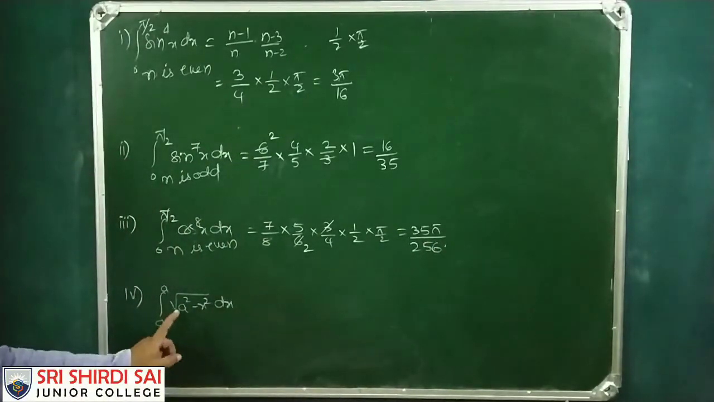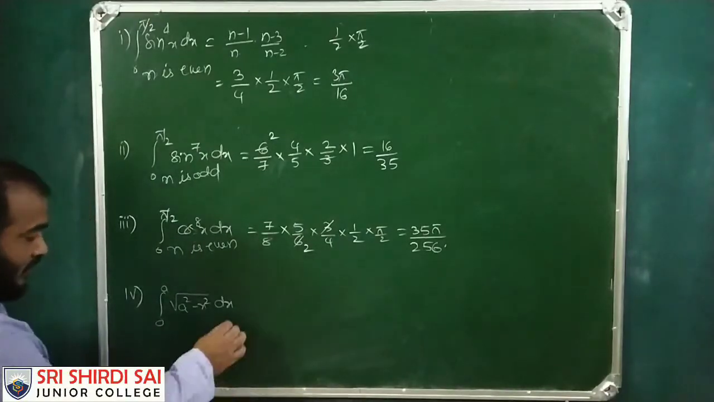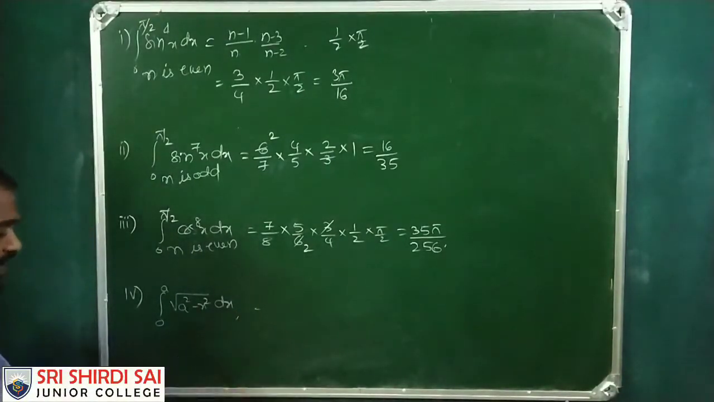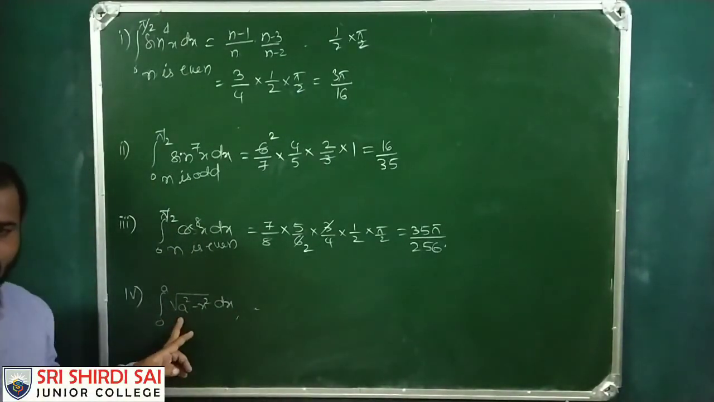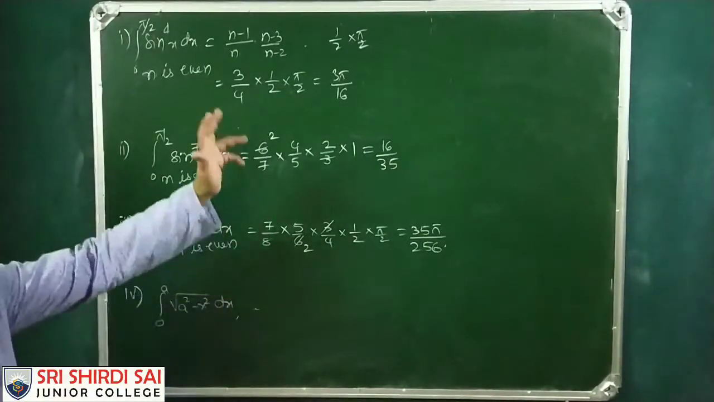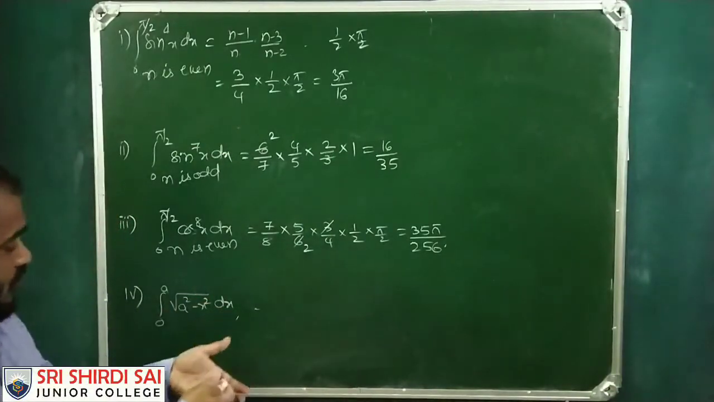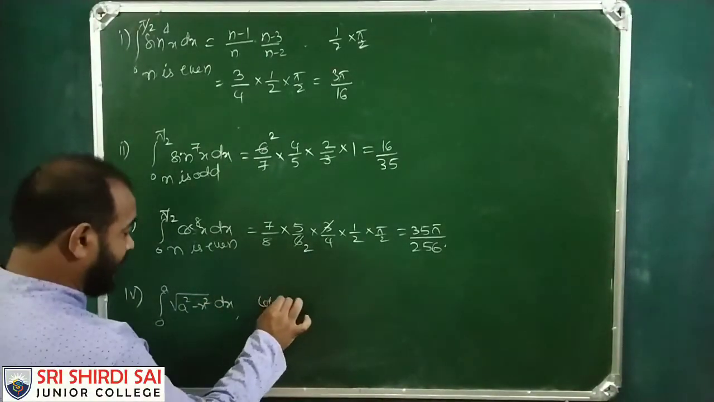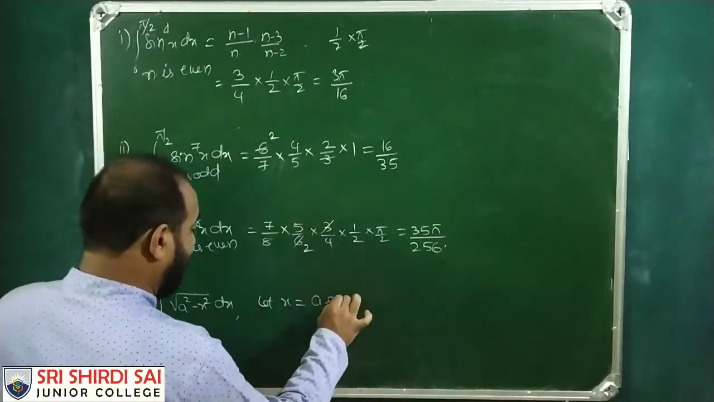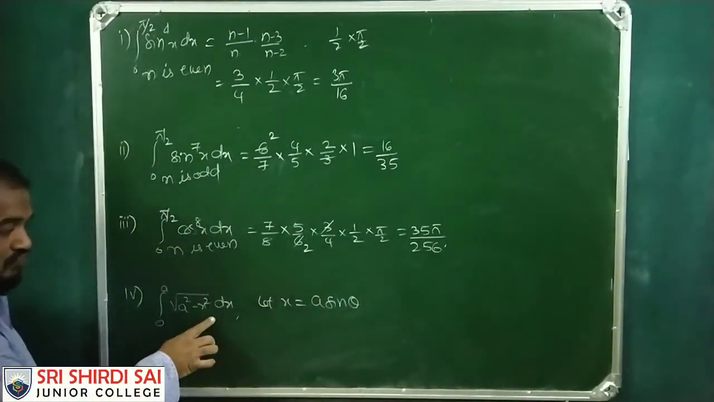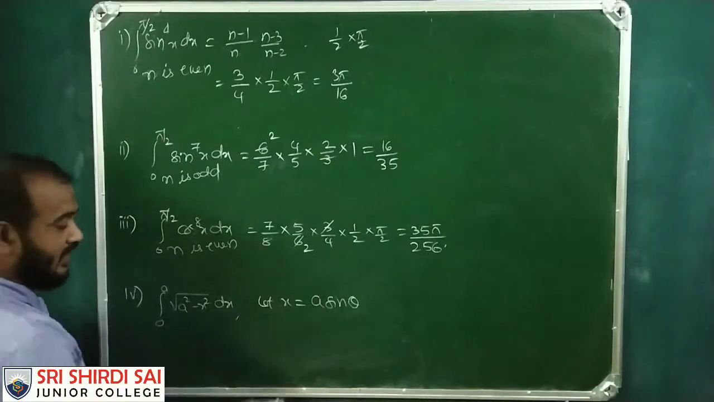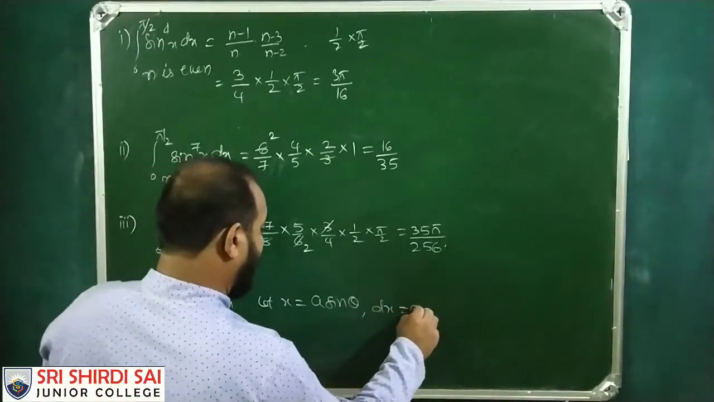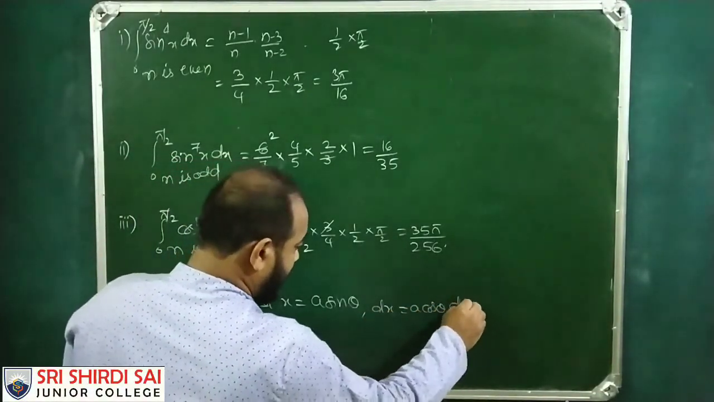And if you come here, root of a square minus x square. This problem we have done like x by 2 root of a square minus x square plus a square by 2 sin inverse x by a. But since this is the reduction formula, let us do this in the reduction formula itself. So let x equals a sin theta. I told you a square minus x square, x equals a sin theta is to be taken. dx equals a cos theta d theta.